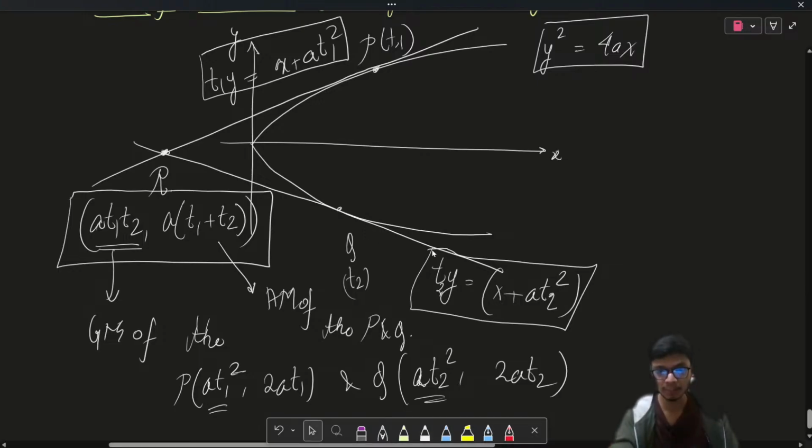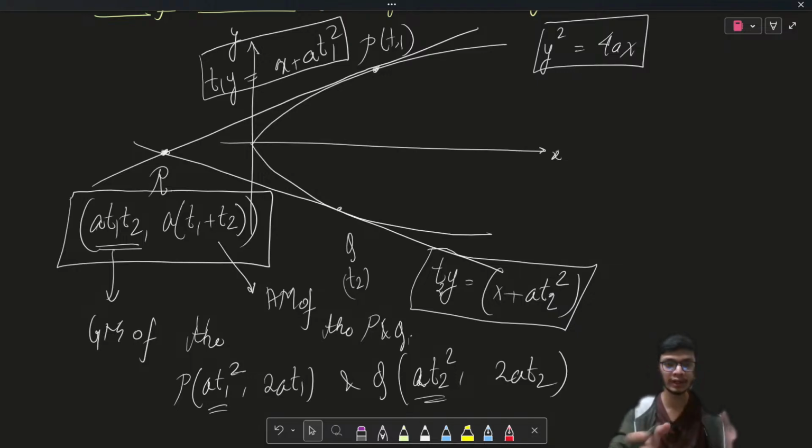So that is a very important property that we need to keep in mind when we are going to solve questions. This is a very interesting thing that you will observe: in the case of a parabola, this particular thing holds true. Okay, I hope this is clear to all of you. Is this part clear?